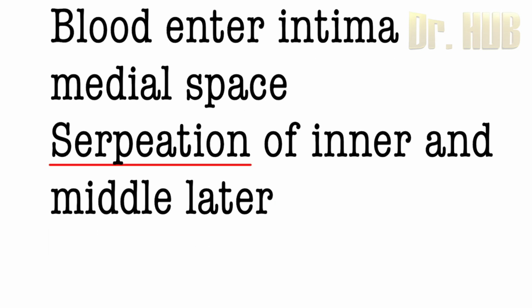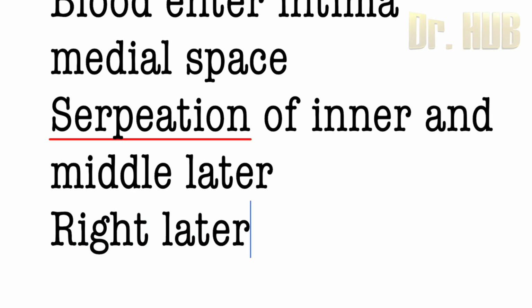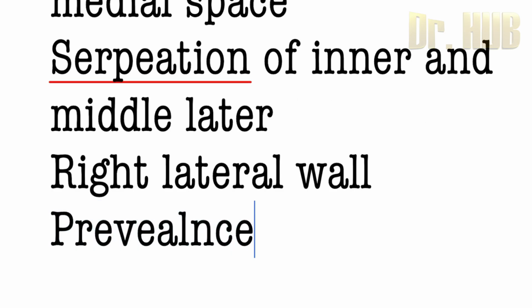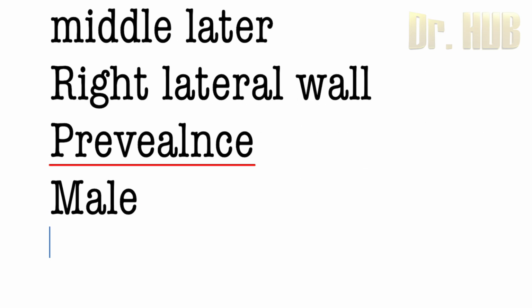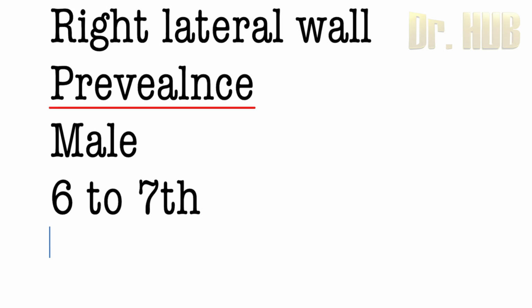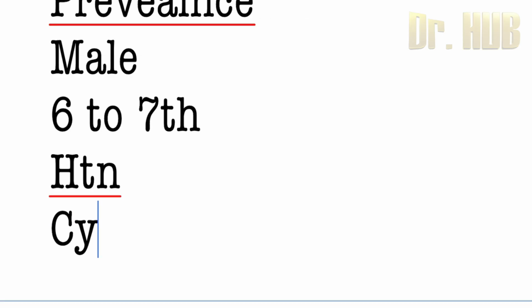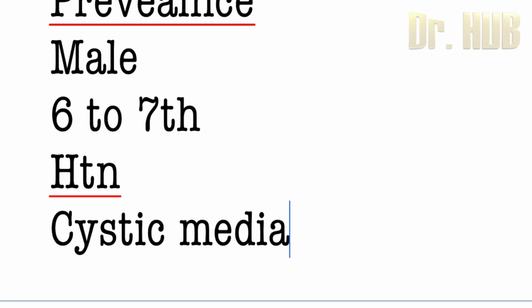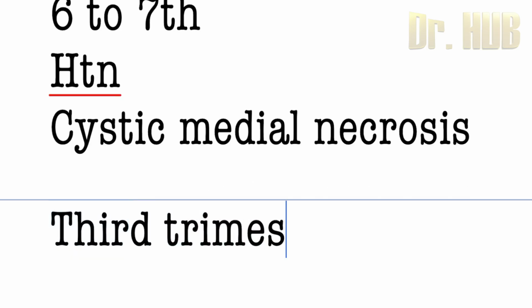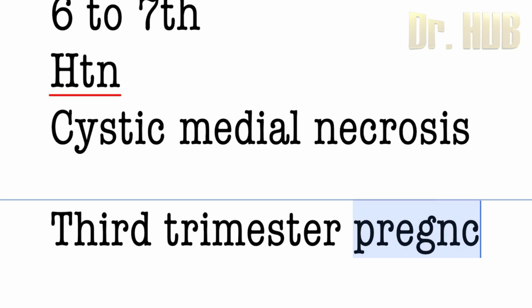The most common site is the right lateral wall of the ascending aorta. The prevalence, if you see, is more common in males, and it is typically seen in the 6th to 7th decade. The risk factors are systemic hypertension and can include cystic medial necrosis, medial necrosis. Then there is also the 3rd trimester of pregnancy.